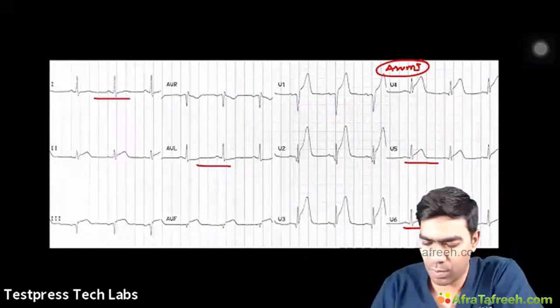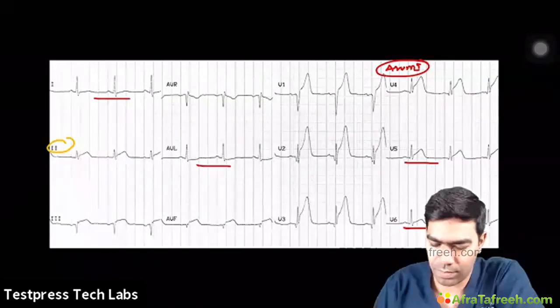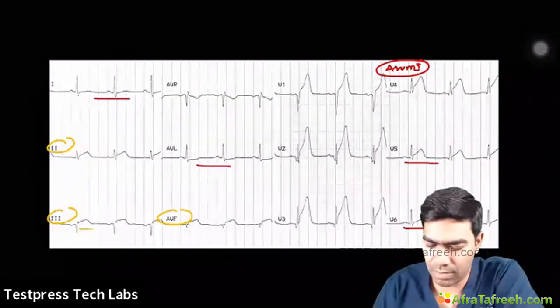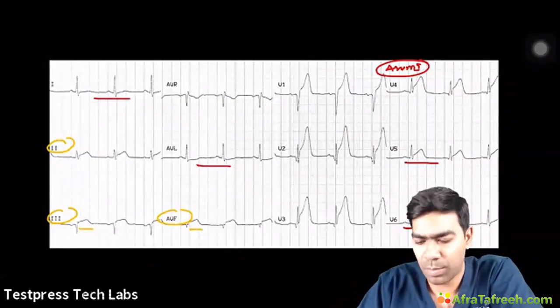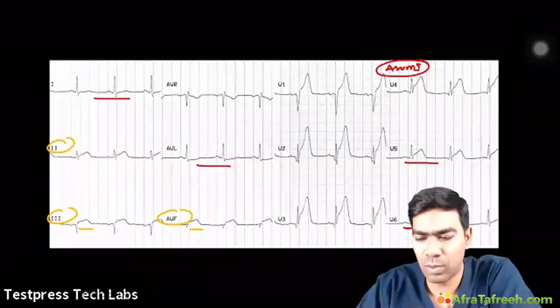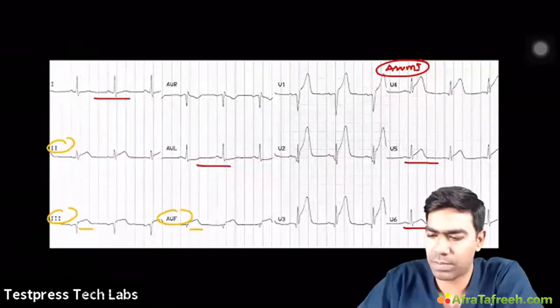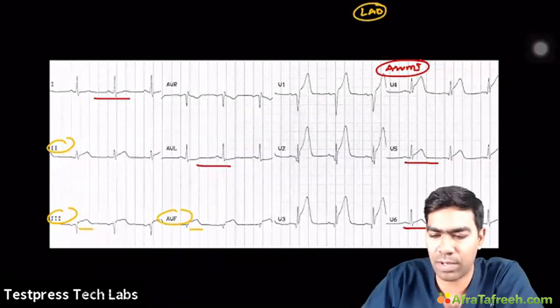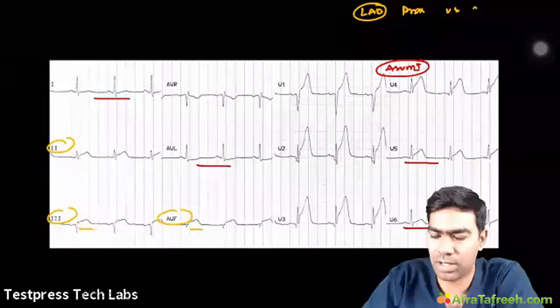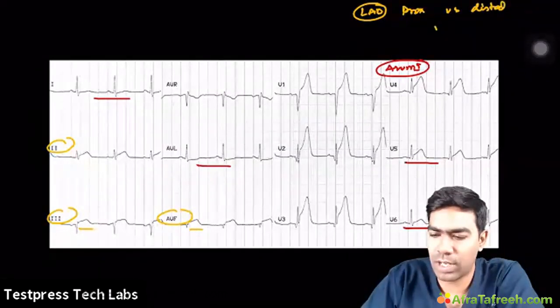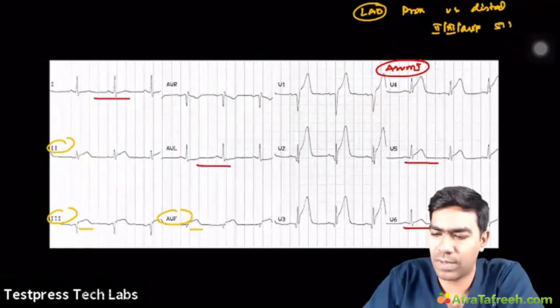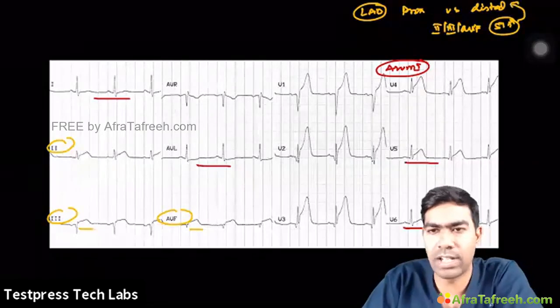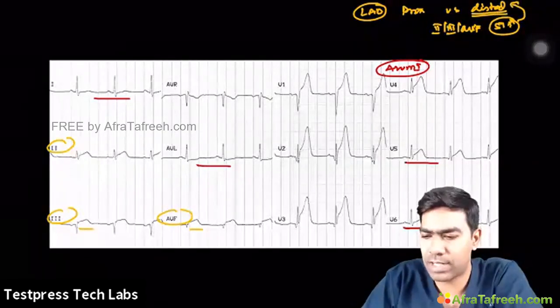To confirm it, let me show the 2, 3, AVF. See the 2, 3, AVF is actually showing some elevation. Along with an anterior MI, if 2, 3, AVF is showing an elevation, then it must be a distal LAD lesion, because that's how we find out whether it is proximal versus distal. If there is ST elevation in 2, 3, AVF, usually it goes towards a distal LAD. So it must be a distal LAD.